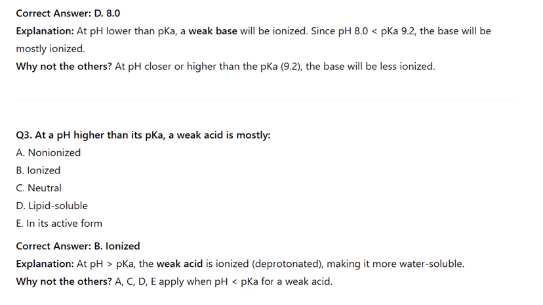Explanation: at pH > pKa, the weak acid is ionized, deprotonated, making it more water soluble. Why not the others? A, C, D, E apply when pH < pKa for a weak acid.